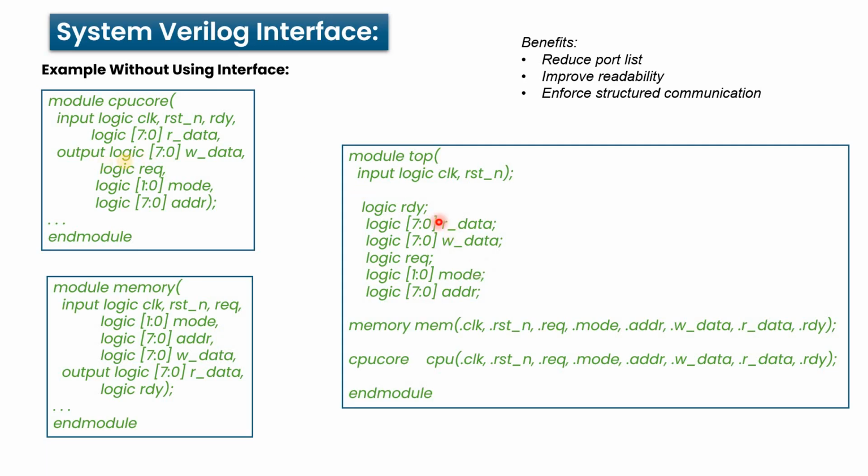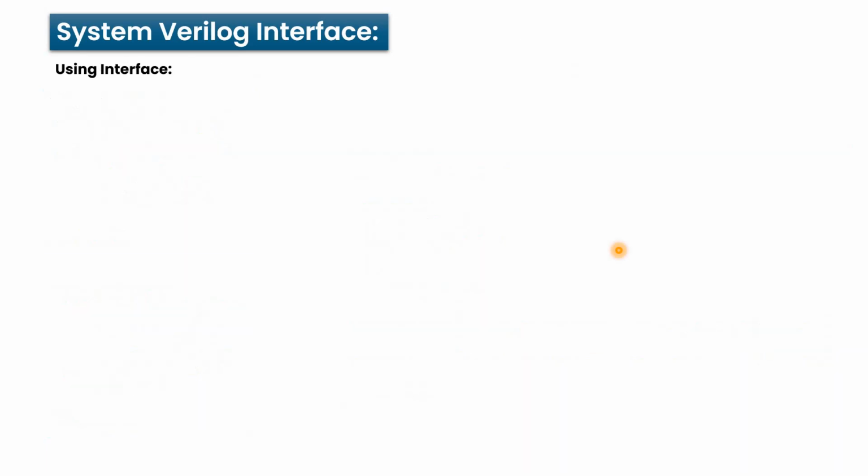Now let's assume we have to add an additional signal in the CPU core. Let's say a type signal, the type of transaction, whether it is a single transaction or a burst transaction. Then that signal gets added in the CPU core. Then we have to go and change the memory module and also our top module, right? So we have to make changes in three places: CPU core, memory module, and top. Three places we have to make a change whenever we add or, let's say, remove a signal.